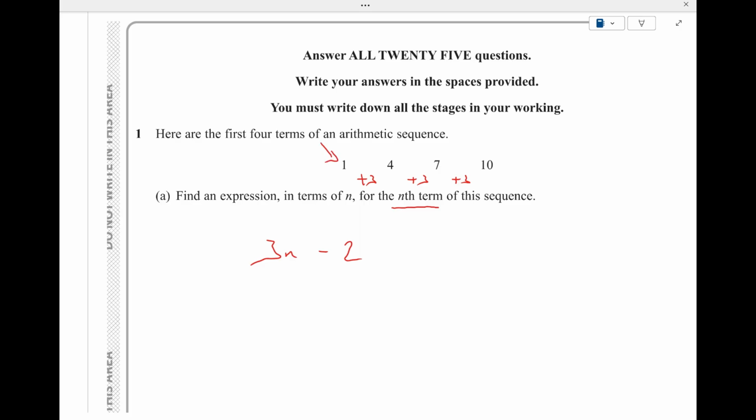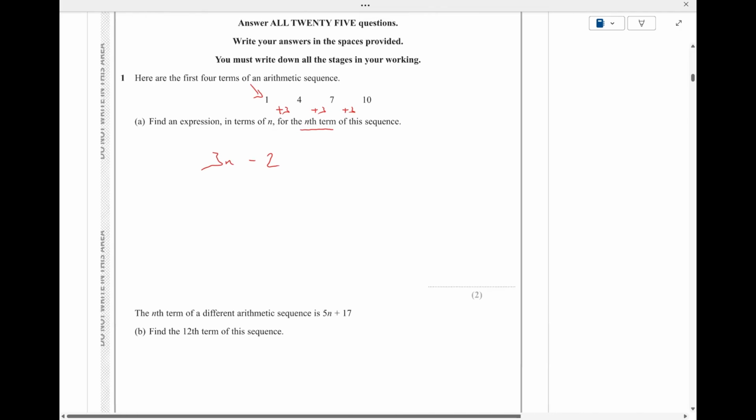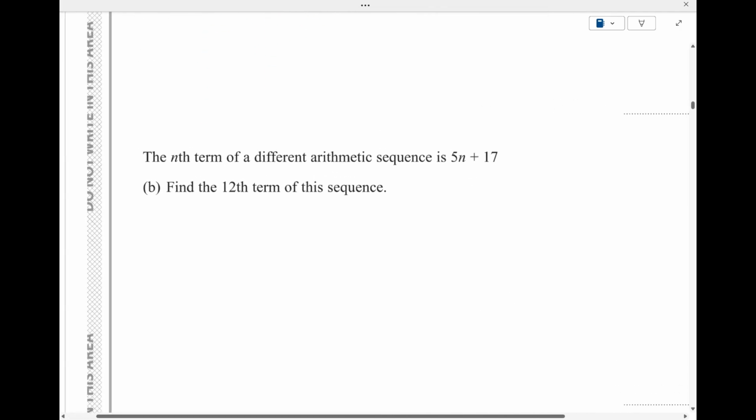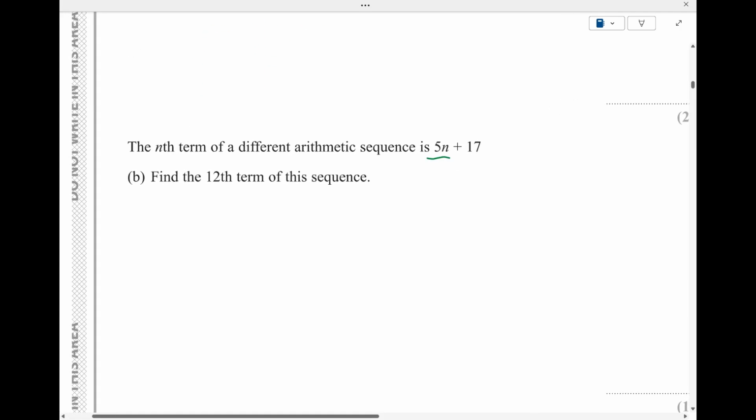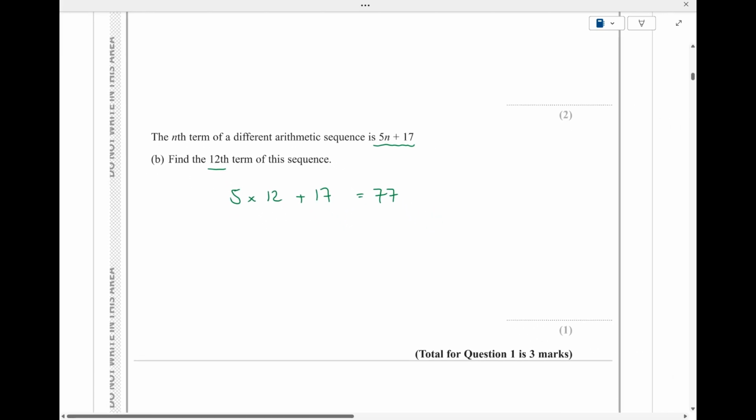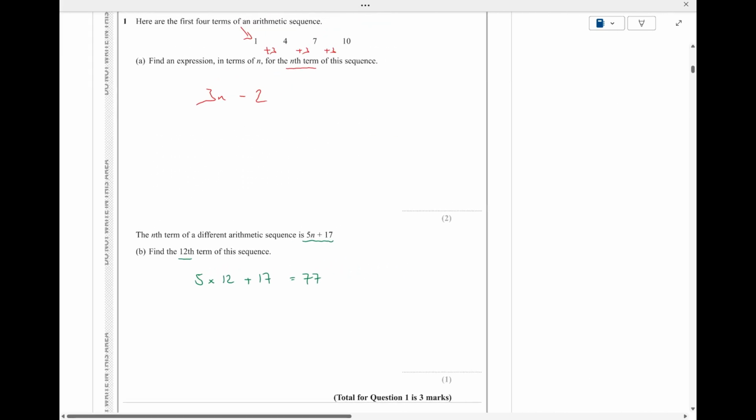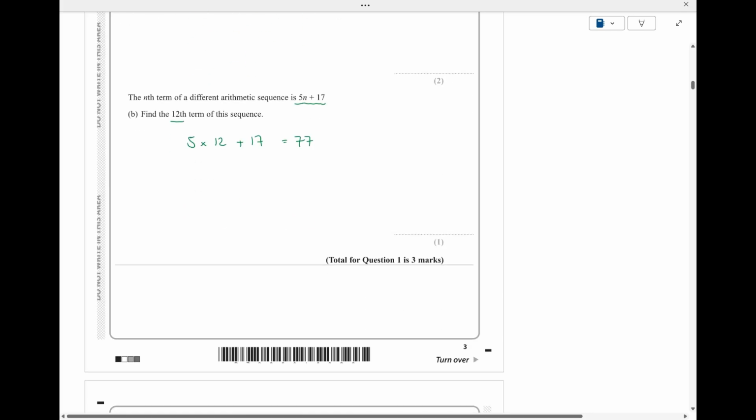term of 1. Part B, the nth term of a different arithmetic sequence is 5n plus 17. Find the 12th term. Well, that will be 5 times 12 plus 17. And on my calculator, 5 times 12 plus 17 gives me 77. So that is the first 3 marks of the paper sorted. Let's move on to question 2.